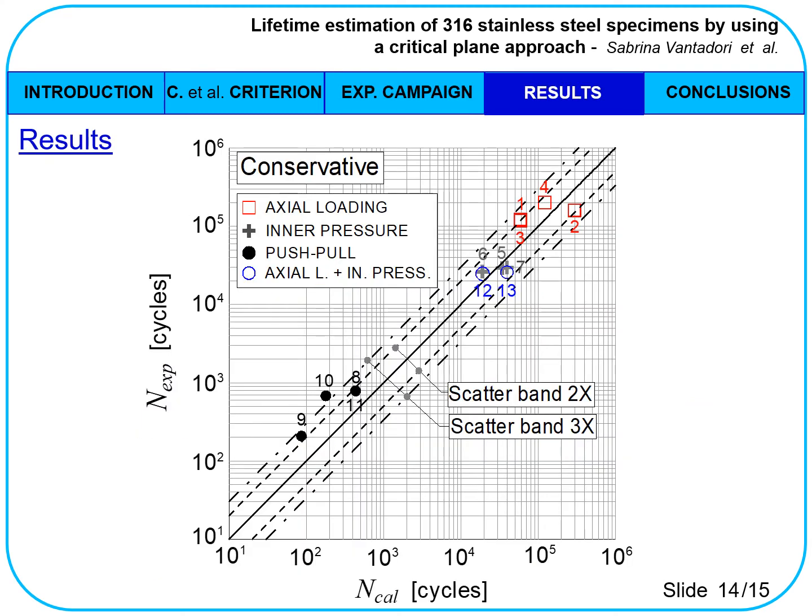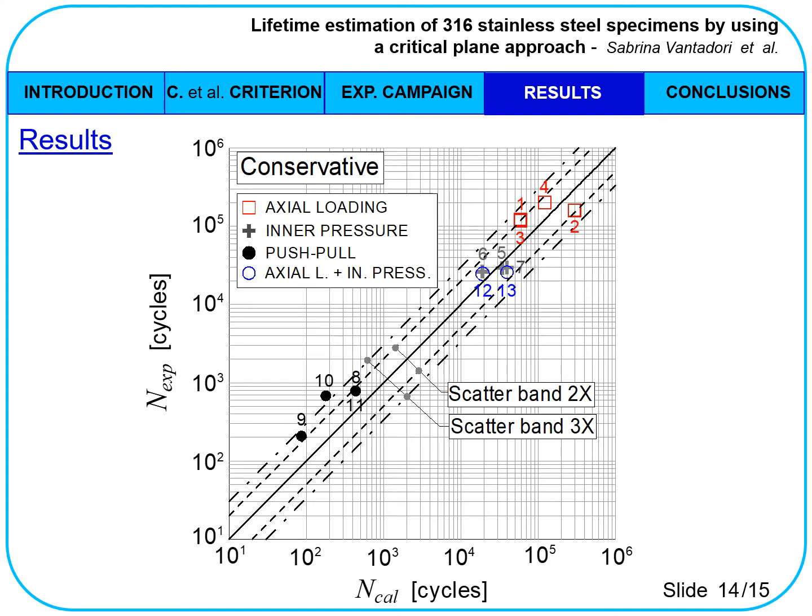In this figure, the experimental fatigue lives are compared with the calculated ones. The solid line indicates NCAL equal NEXP, and results above such a line are conservative. The dashed lines correspond to NCAL over NEXP equal to 0.5 and 2, and the dash-dot lines correspond to NCAL over NEXP equal to 1 over 3 and 3.